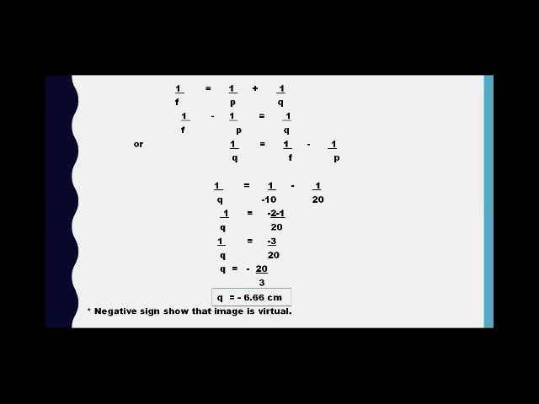Now another requirement is to find the nature of the image. So let's see. Here q is negative. So what will happen? Then we can say the image will be virtual. So the negative sign shows that the image is virtual.